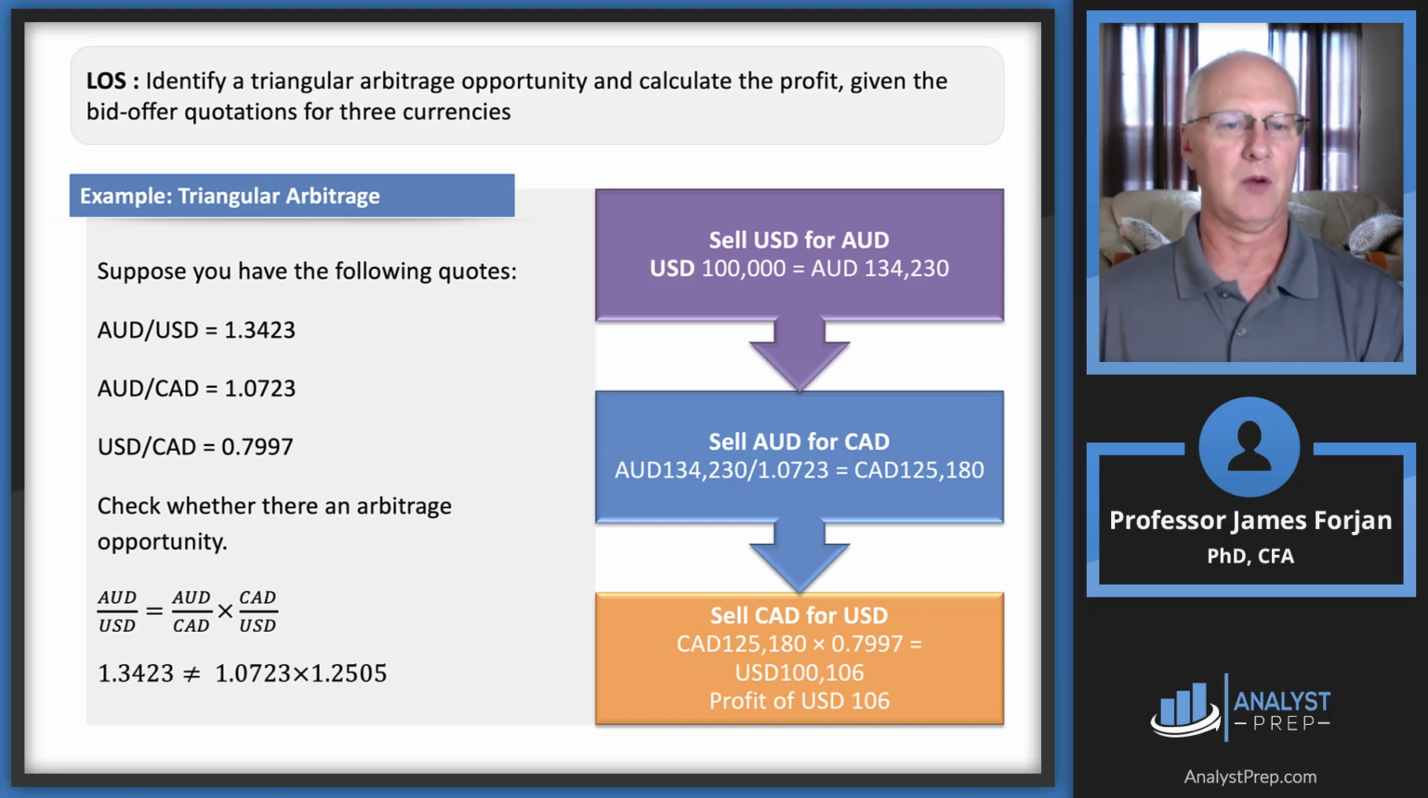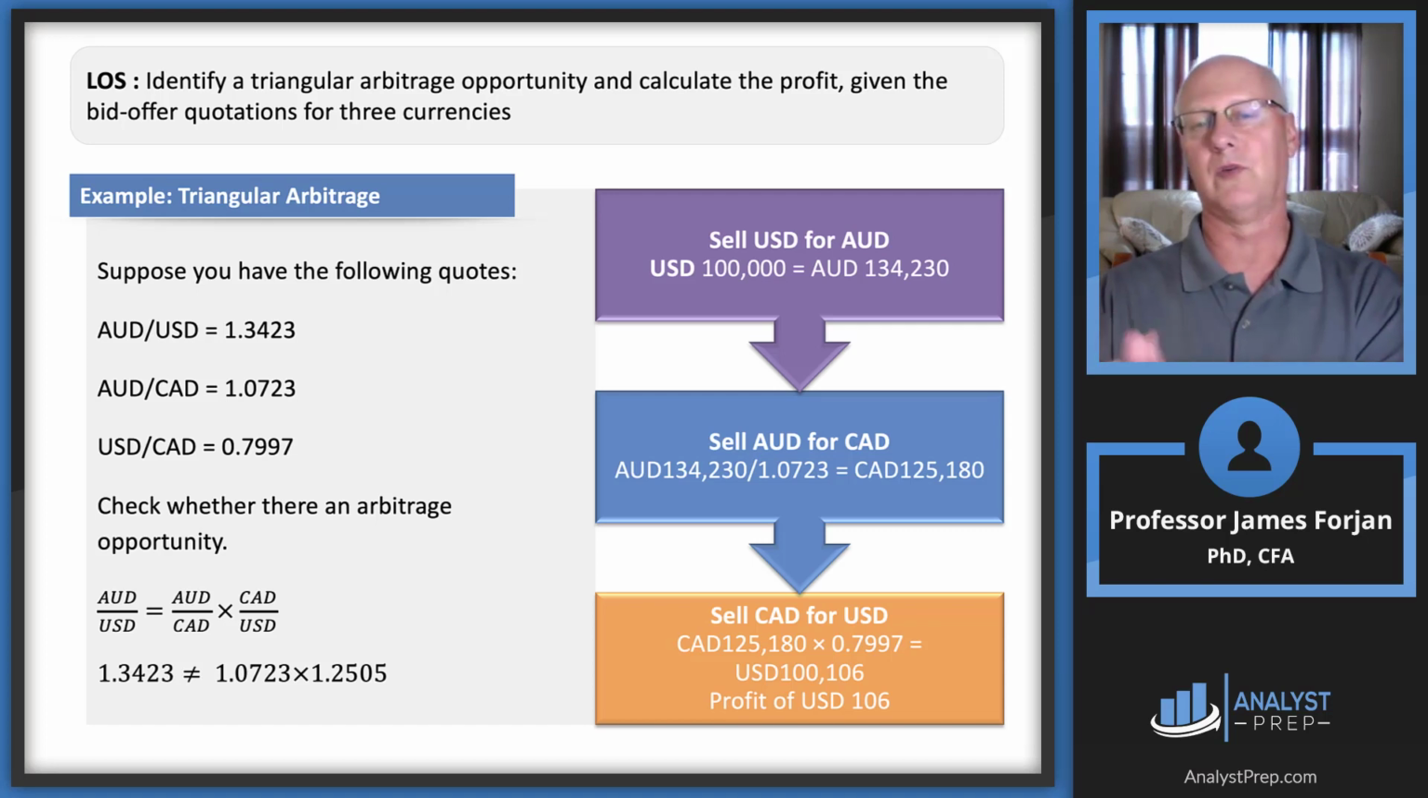So when you multiply 1.0723 times 1, yes, that's correct. When you multiply 1.0723 by 1.2505, you don't get 1.343. So there is an arbitrage opportunity.